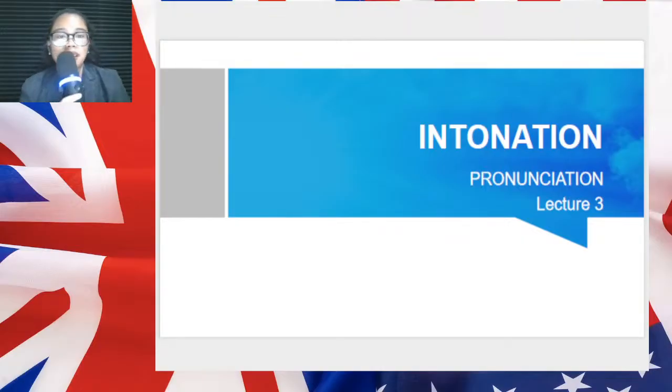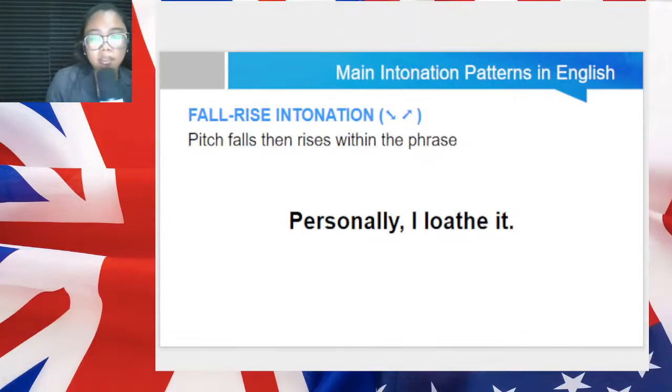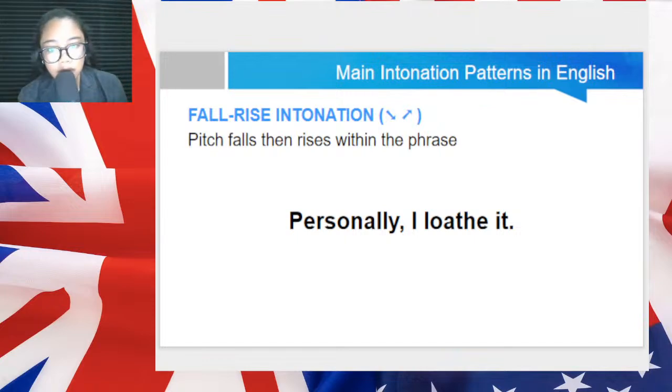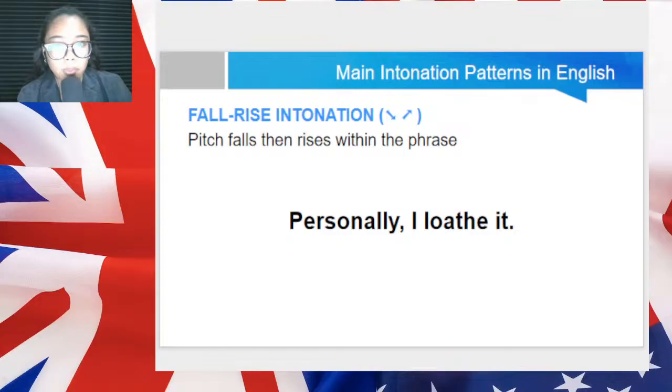Okay, let's have the first slide. Of course, we'll start with the fall-rise intonation pattern in English. Now, this pattern introduces a new level of complexity compared to the pure falling or pure rising movements we have analyzed so far. It is a crucial component of the main intonation patterns in English.